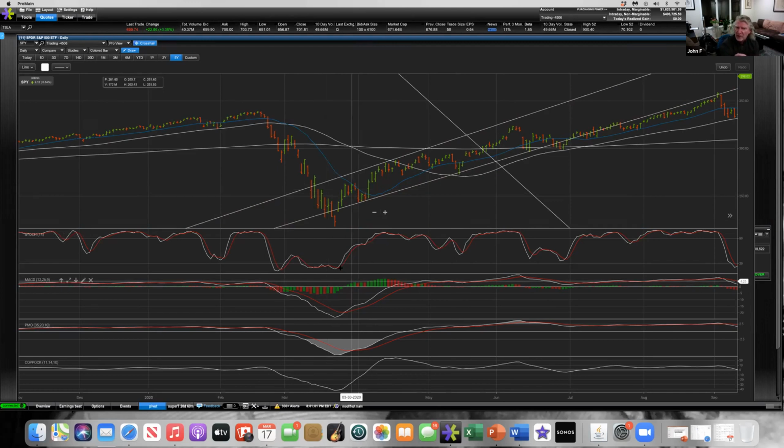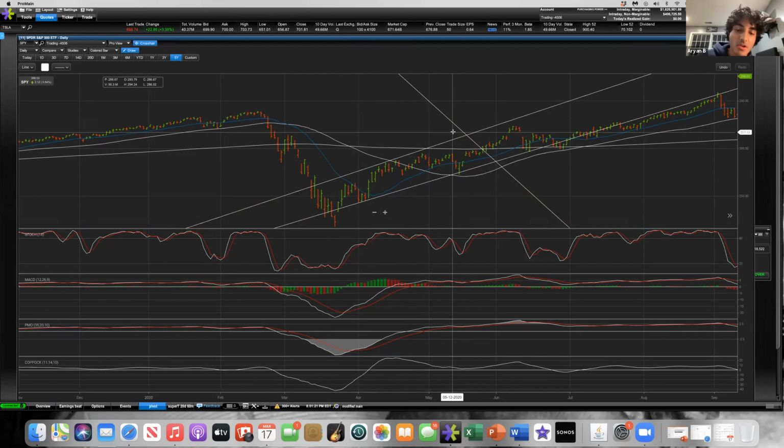Your stochastics here are below 20 and trending higher. MACD at the bottom is trending higher. PMO trending higher. Coppock trending higher. All indicate to you that the share price is going to start to trend higher. Is that a close enough answer? Yeah, that makes sense. Thank you.